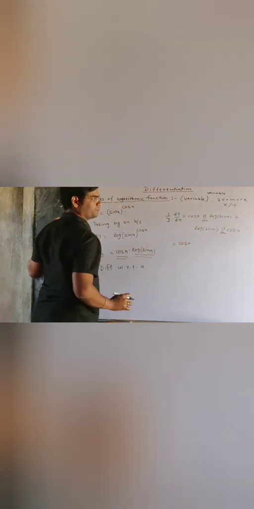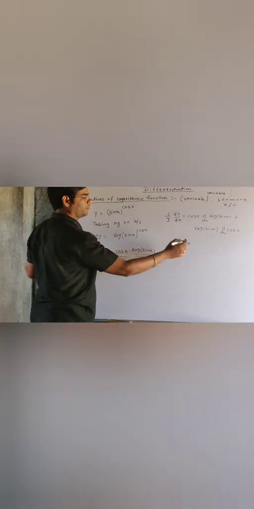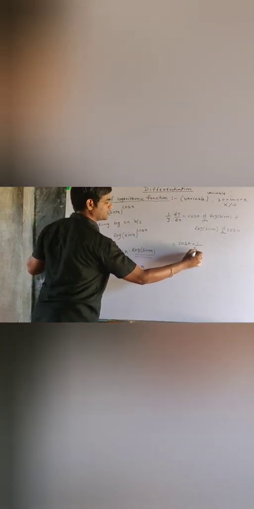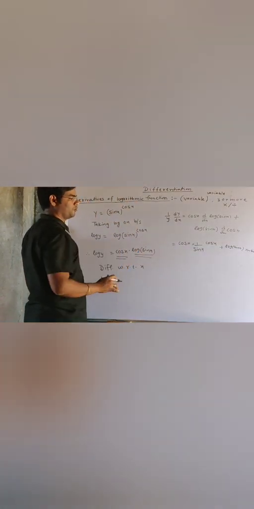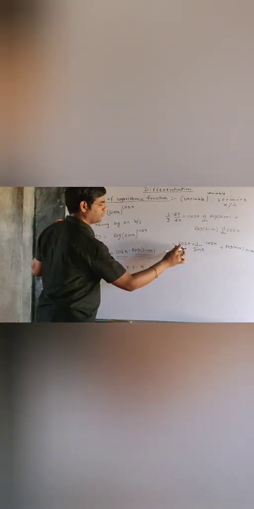So cos x times the derivative of log x. This is a composite function. We know that the derivative of log x is 1 upon x, but here it is not x, therefore we again differentiate sin x. You can skip one step. The derivative of sin x is what? Cos x. Plus log sin x, and the derivative of cos x we know is minus sin x. The derivative of cos x is what? Minus sin x. For this chapter, the formulas should be completely perfect.